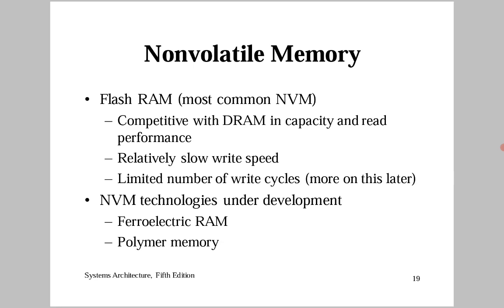Most common NVMs are competitive with DRAM in capacity and read performance, but have relatively slow write speed. Generally these secondary memories, like pen drives or flash RAMs, are slow in nature and their data transfer speed is also slow. They are low cost devices, with limited number of write cycles. NVM technologies are under development.